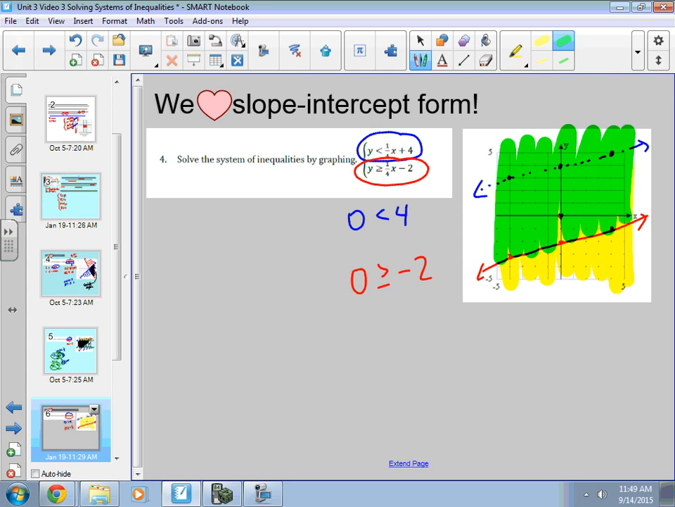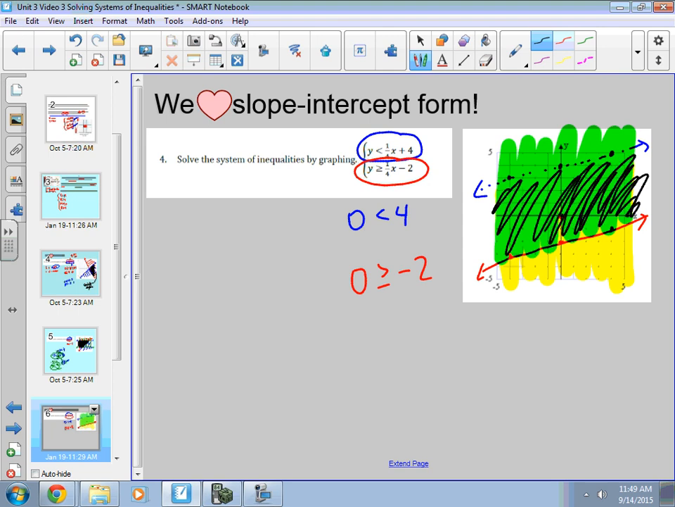And it looks like the overlap in shading happens everywhere between these two lines. So this is the side you'd want to shade in dark. That's where all the overlap happens. So that would be all the solutions.